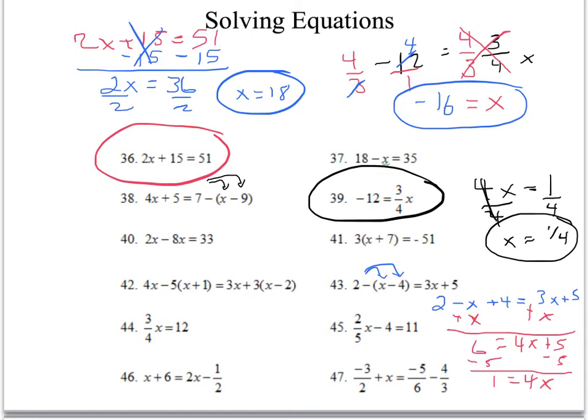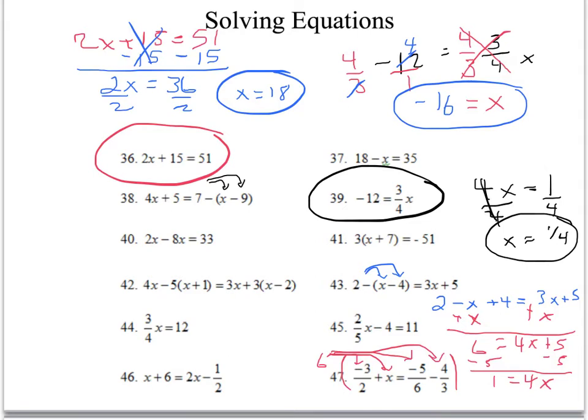So that's a fairly difficult problem. And a problem like 47, that's the last one I'll talk about here. If you want to make 47 a lot easier, you can multiply the entire equation by the least common denominator, 6. And what that'll do for you is it'll get rid of all the denominators, so you don't have to work with any fractions. That'll make that problem a lot easier.